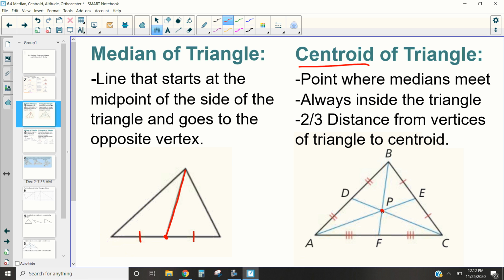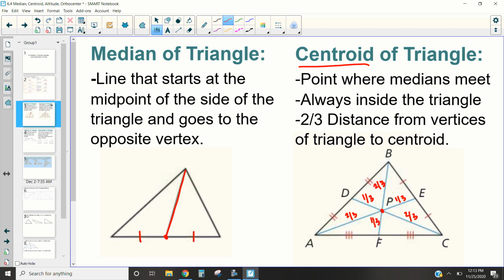And it's 2/3 distance from the vertex to the centroid. So this would be like 2/3, and this is 1/3. And this piece is 2/3, and this is 1/3. And this is 2/3, and this is 1/3. Now, what is it 2/3 and 1/3 of? Well, it's that whole distance of the median. So if they tell us that the median, or in this case, like BF, was 21, then from B to P would be 14, and P to F would be 7. It's always going to have that 2-to-1 ratio from one end to the other, with that centroid being in the middle. So the longer piece is 2/3, the shorter piece is 1/3.